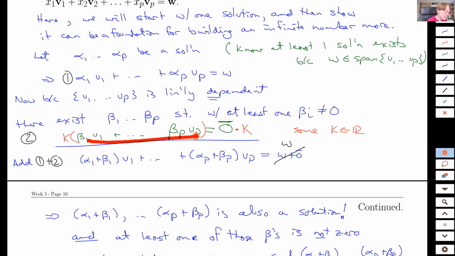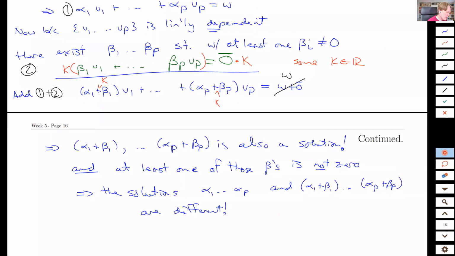Because these vectors are linearly dependent, there are betas that make this work, but I can also scale them all by that k. And then when I add this, I'm going to have k times beta 1. So I'm just going to slide a little k in here. k times beta 1, k times beta 2, and k times beta p. It doesn't affect the alphas because the alphas were up here, in the separate equation. But if I put a k in here, nothing has changed. So I'm just going to tweak this a little bit: k beta 1 and k beta p.